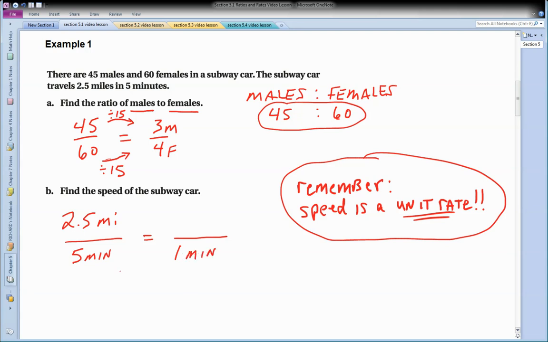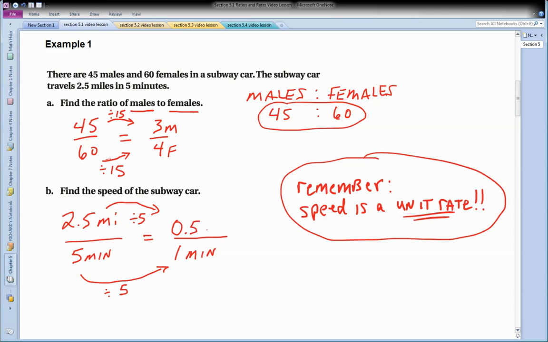How do we go about doing that? Well, we need to divide 5 by something. And what would we divide it by? 5 divided by what equals 1? That's correct. 5 divided by 5 equals 1. So if I do that to the denominator, then I need to divide the numerator by 5. And when I do that, I end up with this decimal.